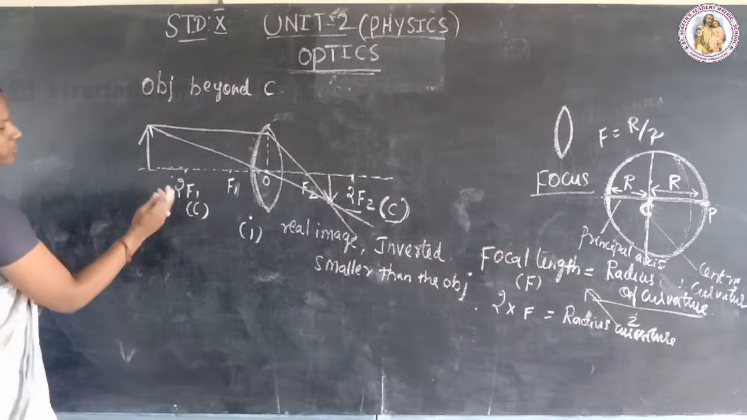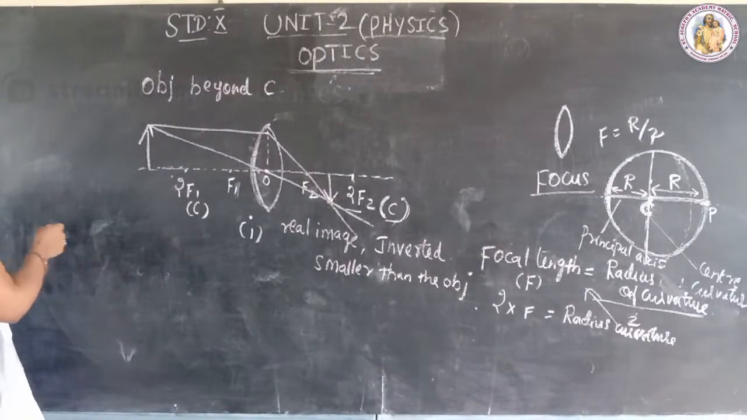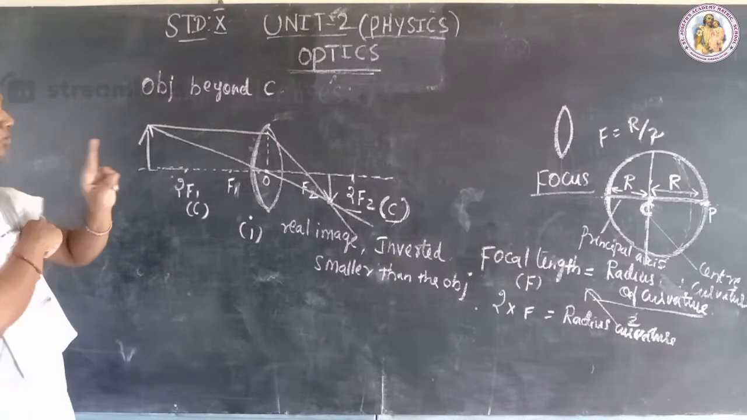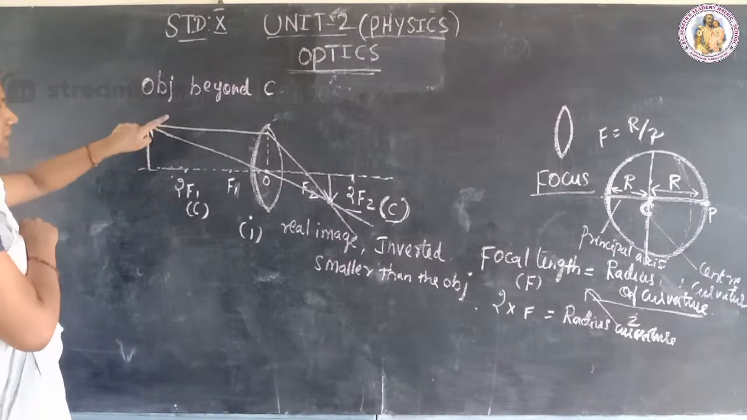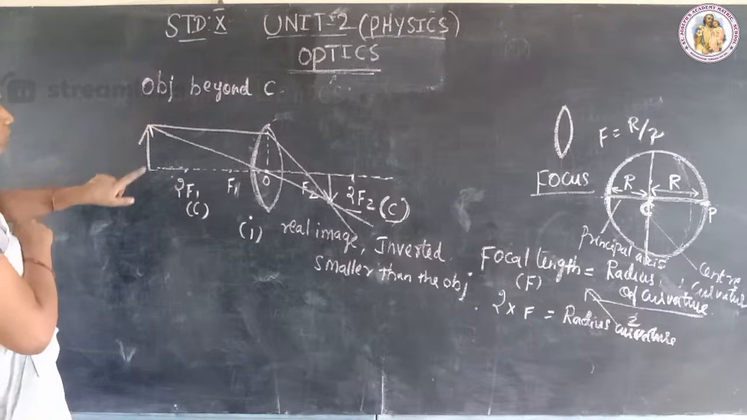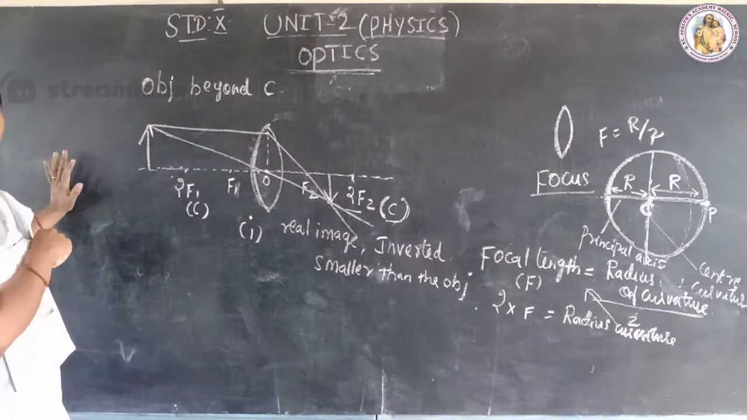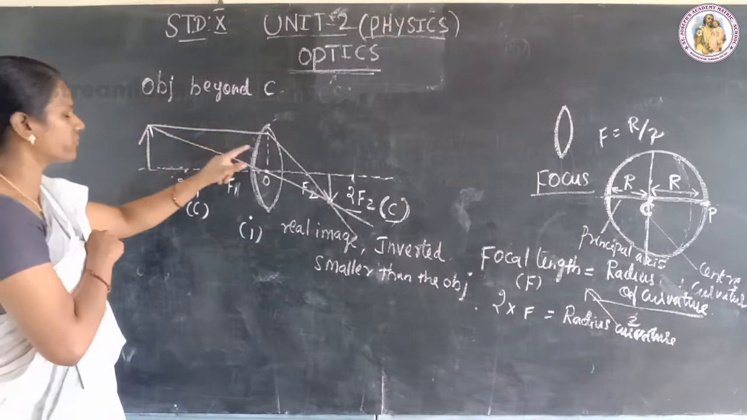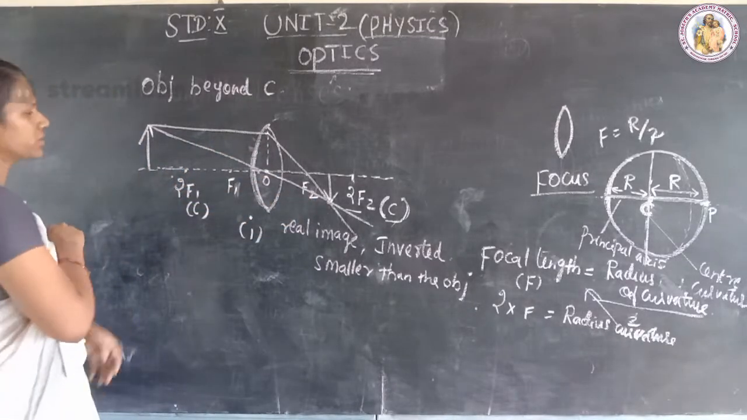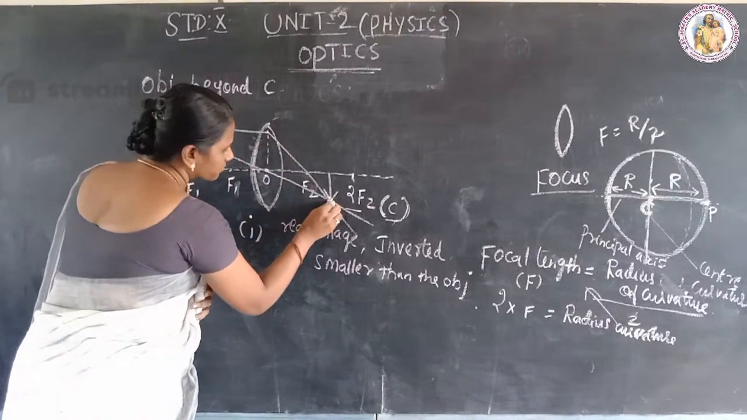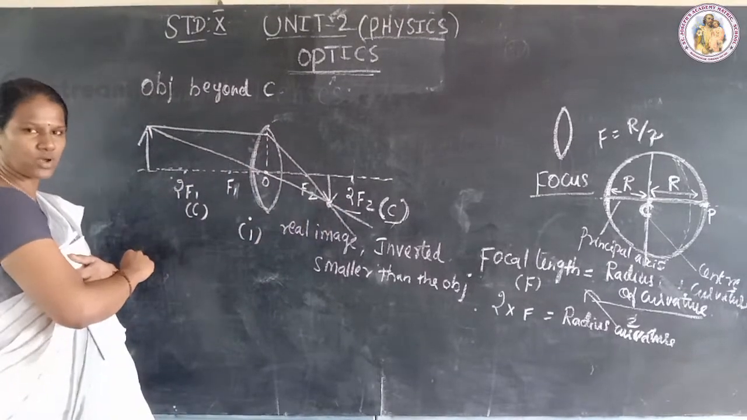Beyond c, c க்கு ரொம்ப தூரமா வைக்கும்போது என்ன ஆகுது, what happens? The two rays I took: one ray which is parallel to the principal axis and one ray which is falling on the optical center. See, after it's refracted, the two refracted rays are converging at a point, they are intersecting at a point.